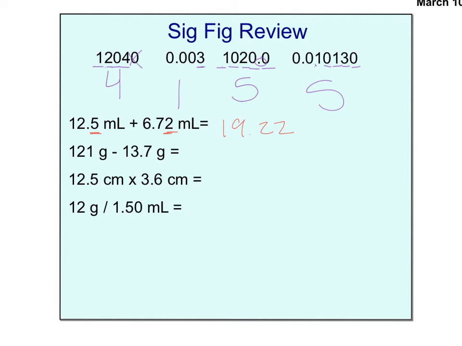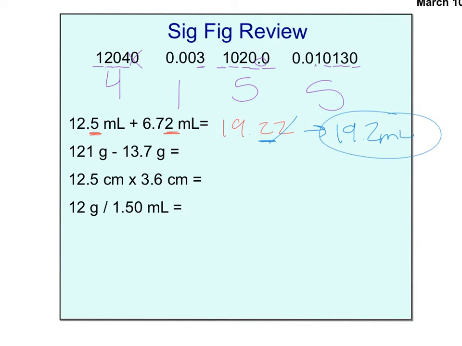Then you should go back to the beginning. This estimated digit was in the 10ths. This one was in the 100ths. So your final estimated digit in your final answer should be in the 10ths place. So we should shave off this 2 to have our final answer of 19.2 milliliters. Make sure you've got your unit on there.